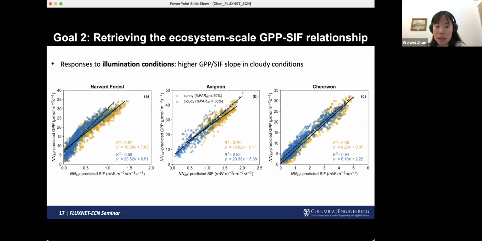And in addition to atmospheric dryness, we also find dependence of the GPP-SIF relationship with respect to illumination conditions. So here we fit the relationship respectively for cloudy conditions, as shown by the blue points, and also sunny conditions. And we find they have different slopes. Basically the slope becomes higher under cloudy conditions. And this is because on cloudy days, the light can penetrate into deeper canopy levels because of a higher diffuse radiation ratio. And this allows for higher light use efficiency and increases the overall canopy GPP.